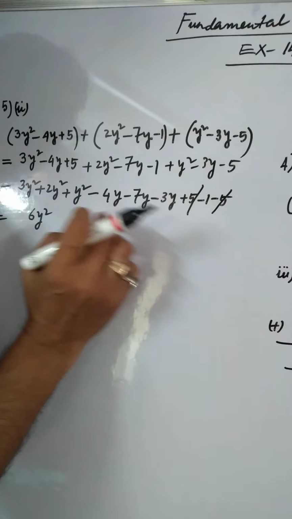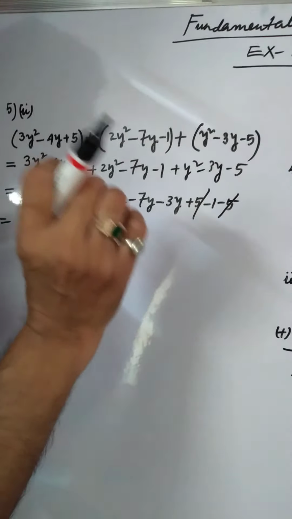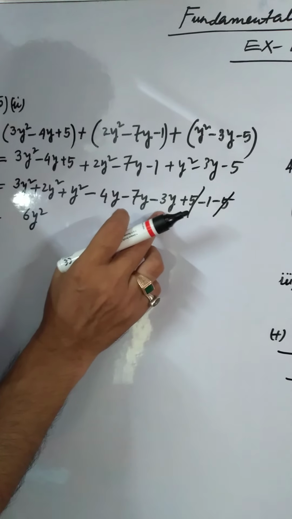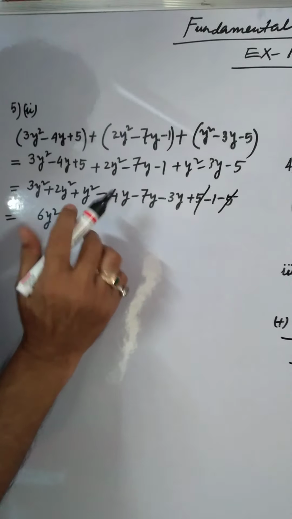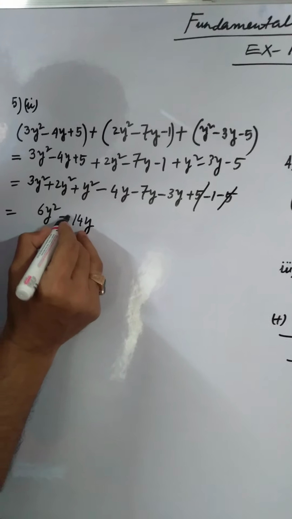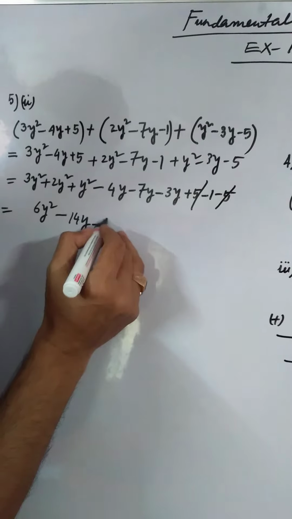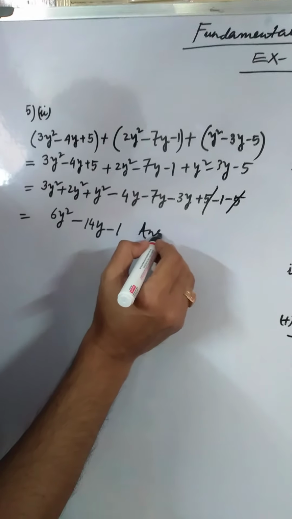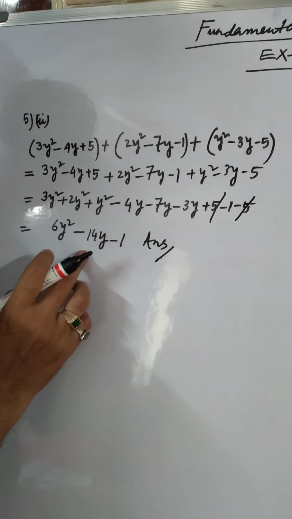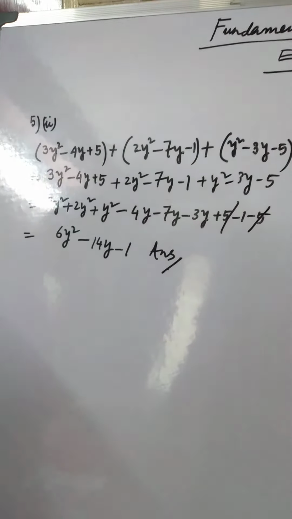Now minus 4y, minus 7y, minus 3y. All the like terms with the negative sign, so just simply add them. 7 plus 3, 10, 10 plus 4, 14. So that should be 14y, but the sign should be negative. And then the remaining term, that is minus 1. So the answer of this addition is 6y square minus 14y minus 1.